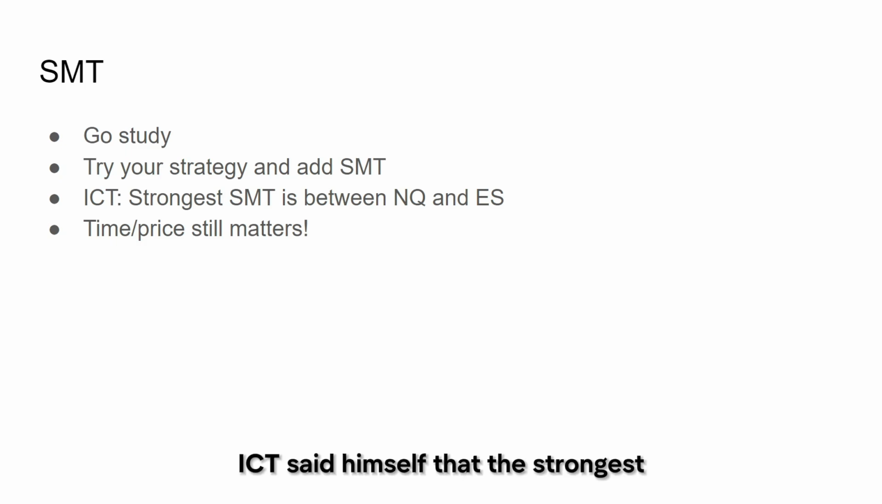And like I said, ICT said himself that the strongest SMT is between ES and NQ. And remember that time and price matter. So you can have SMTs between random highs, but if you have SMTs with two highs that have the same timestamp on NQ and ES, these are even stronger.